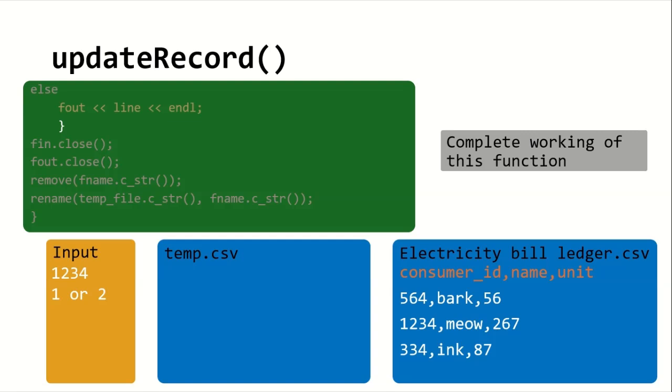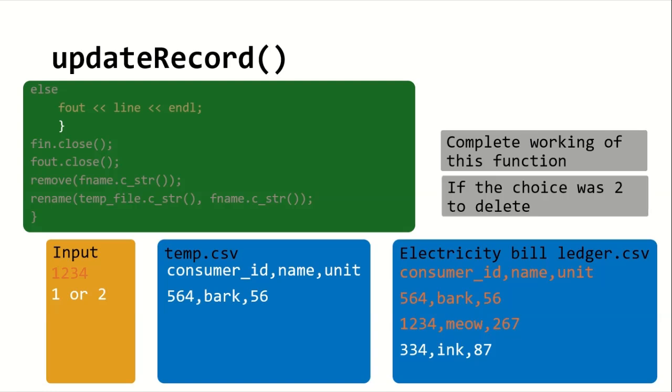Then we create another temporary file and we open it in writing mode. So here we are going to write, and from the electricity bill ledger.csv we are going to read. We are also always going to write the header into the temporary CSV file. Let's say we read the ID, we check the ID, we didn't find the ID. Okay, we move on to the next. The ID didn't match, so we're just going to add the line.